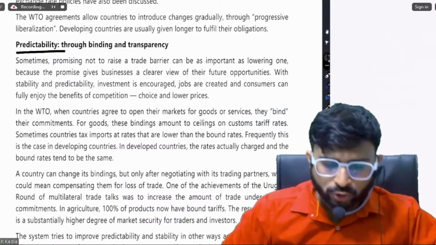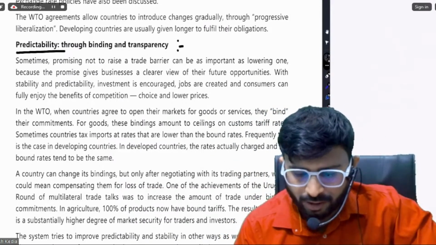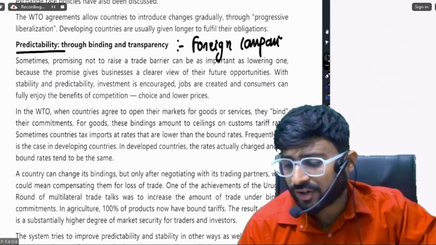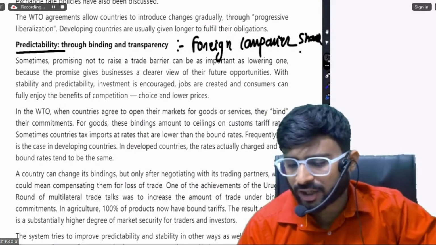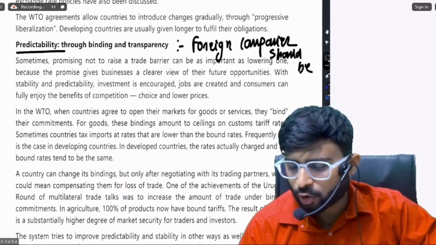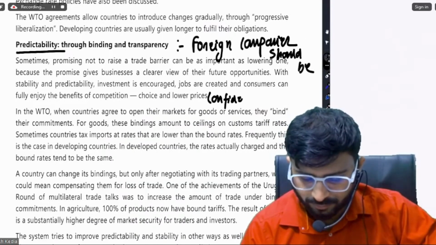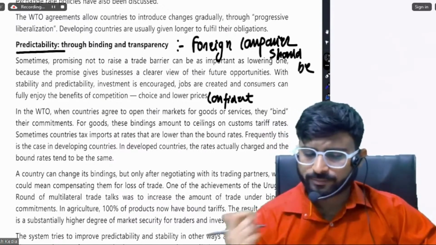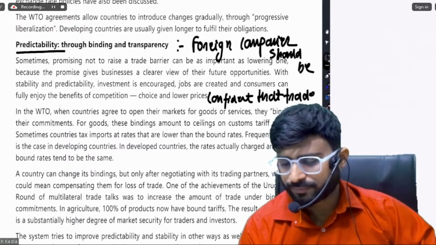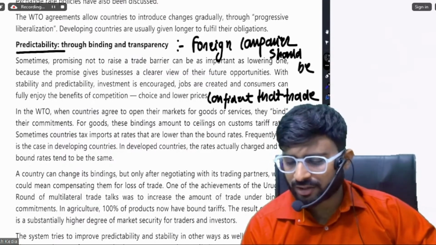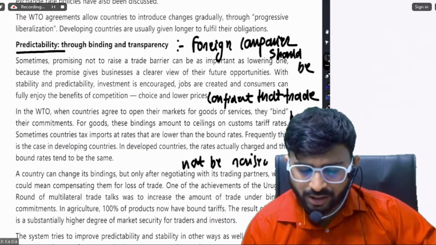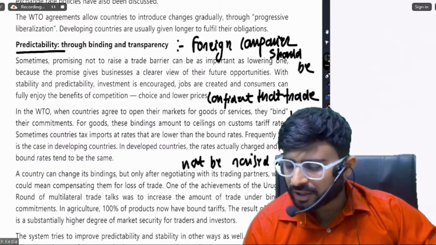So it means foreign companies should be confident. Whoever is selling their product in India should be confident. I'm writing it in one line. Foreign companies should be confident that trade barriers will not be raised arbitrarily. Arbitrarily means suddenly. Should not be raised arbitrarily.